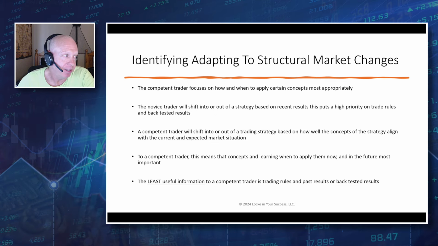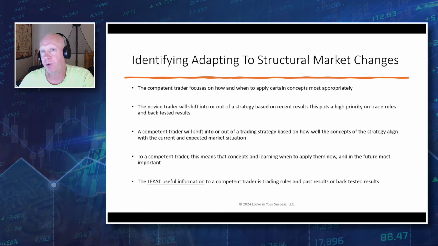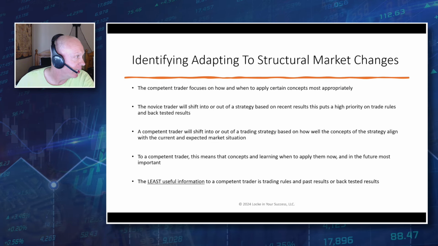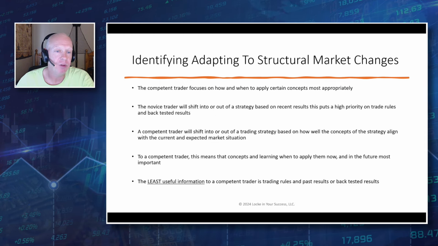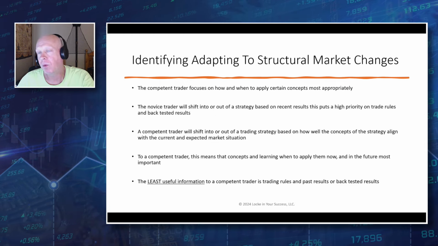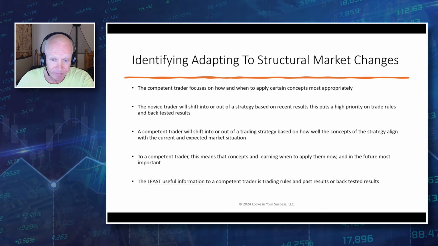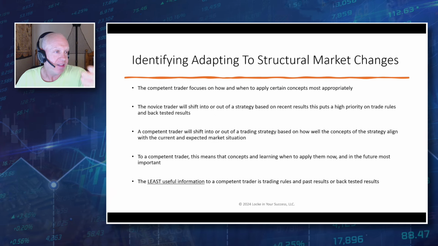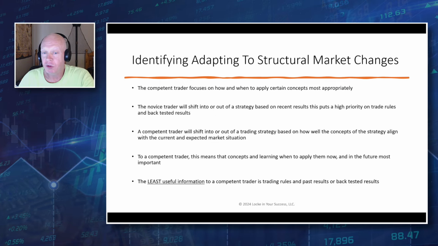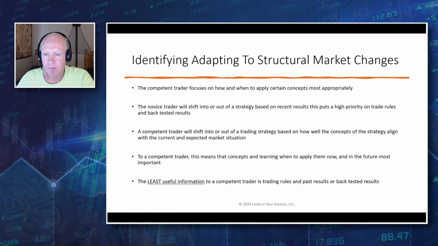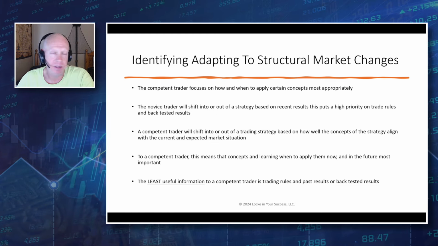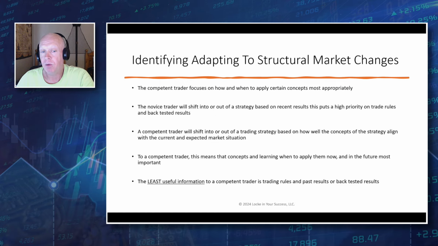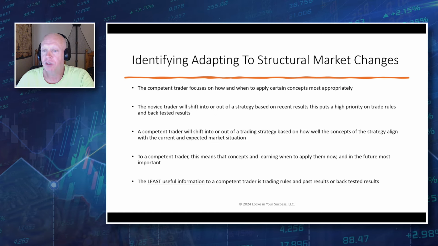Whether I'm at 15 delta, 10 delta, whether I enter 45 days to expiration or 30, whether I have a profit target or not, right? Those are all concepts, and I know under what conditions those concepts do well and when they don't do well. The concepts are what's important to me. The rules themselves are not. Past results are not. Back-tested results are not. They don't tell me much of anything. I want to understand those types of things.